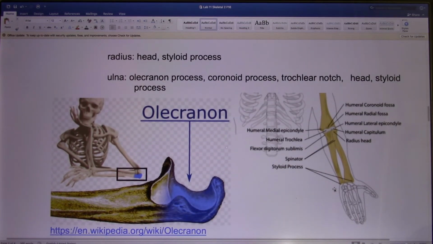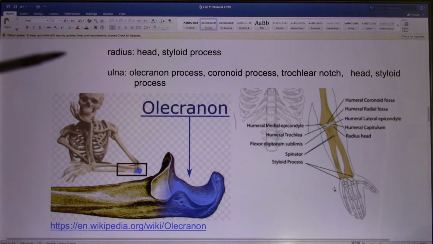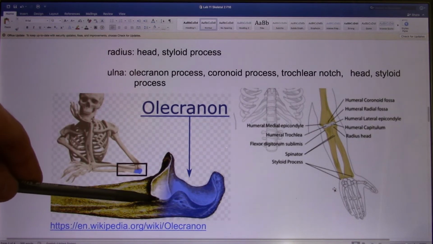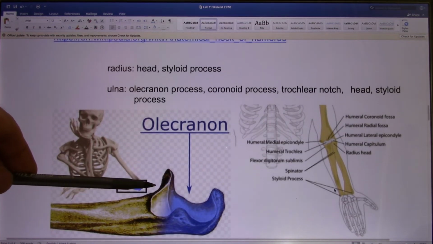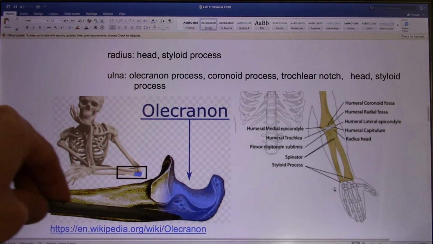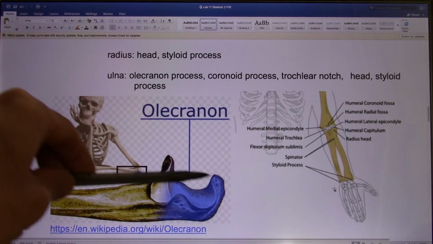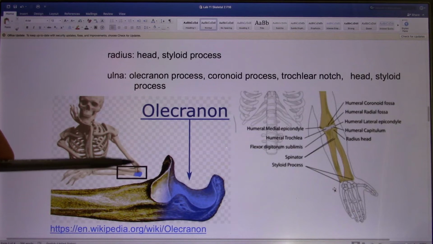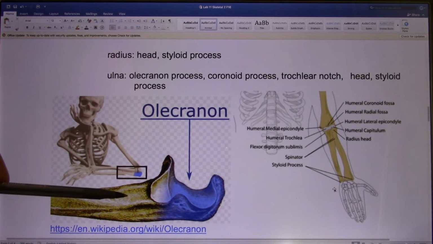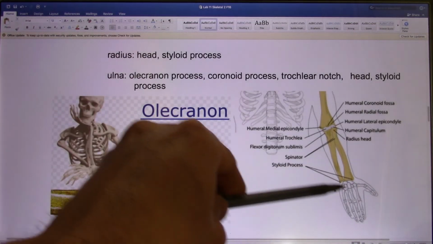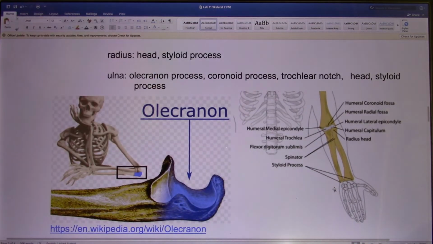The radius and ulna, these two. The ulna is a little bit longer. The ulna is the one that connects to the humerus. This area is called the olecranon, and also called the olecranon process. Both of them are correct. In Lab 1, you learned the olecranon is actually the elbow, because it creates the elbow. It connects to the humerus. So the ulna is a little bit longer than the radius, and the radius connects to the wrist. There's a styloid process here that connects to the wrist.